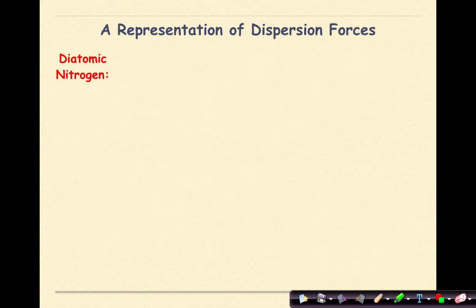A representation of dispersion forces. Let's look at diatomic nitrogen. Now this is a nonpolar molecule, and we have shared pairs of electrons between these two nitrogens. But at any one point in time, one nitrogen might become slightly positive and the other nitrogen might become slightly negative as the electrons move back and forth between these two atoms.